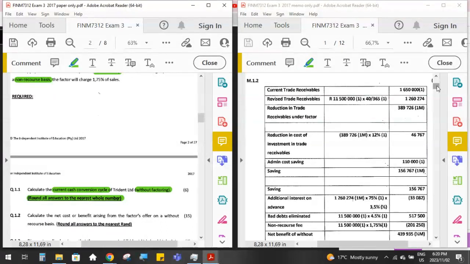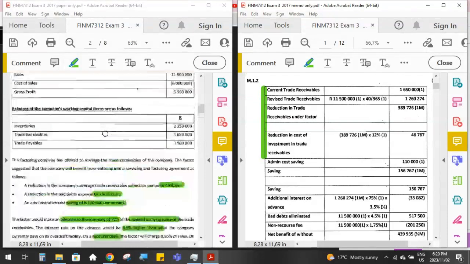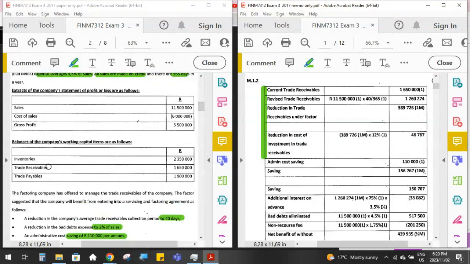Okay, so the way they've done it in this particular method is first at the top over here, this part of the calculation from here to here, we have worked out what saving or extra cost we will have as a result of the investment in trade receivables changing. So our current investment in trade receivables is 1650. So we write that down.